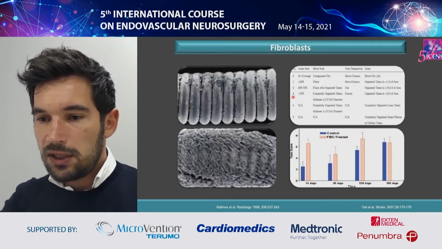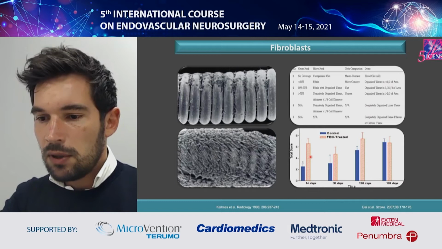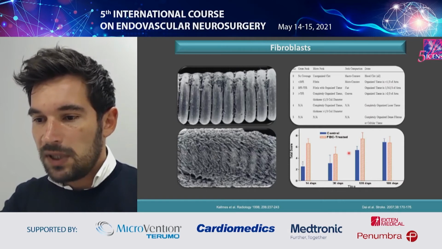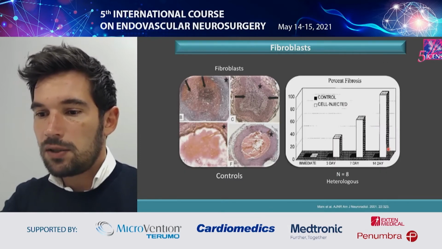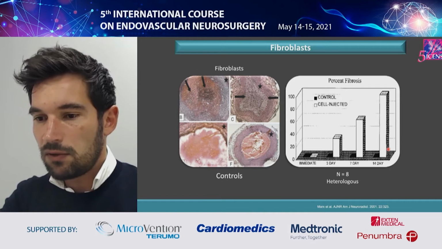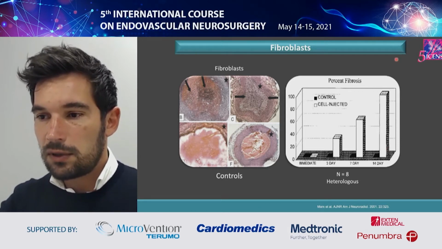So some studies used fibroblasts. Here, the team at Mayo Clinic used fibroblasts quite a long time ago, and they observed much better occlusion of those aneurysms. But unfortunately, using fibroblasts can lead to a procoagulant effect, which means that there is a risk of clotting at the level of the aneurysm treatment.